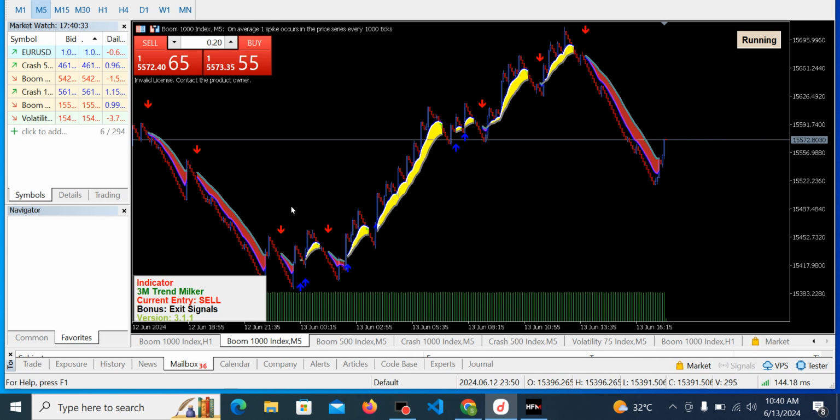Let's go straight into what we have right here, starting with Boom 1000. Boom 1000 started an uptrend right from this support zone. You can see the yellow flag and the blue arrow. It kept on buying till it got to this resistance zone. It was unable to go above that resistance zone, so it started a downtrend right from there.